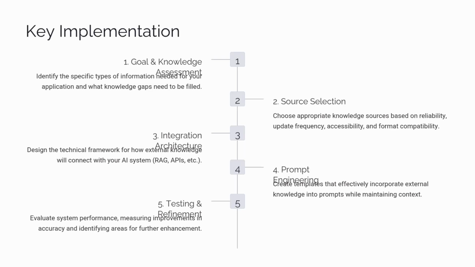Begin by assessing your application's information needs and identifying knowledge gaps. Select reliable and compatible knowledge sources. Design an integration architecture using retrieval-augmented generation or application programming interfaces. Develop prompt templates to incorporate external knowledge effectively. Finally, test and refine the system to enhance accuracy and performance.